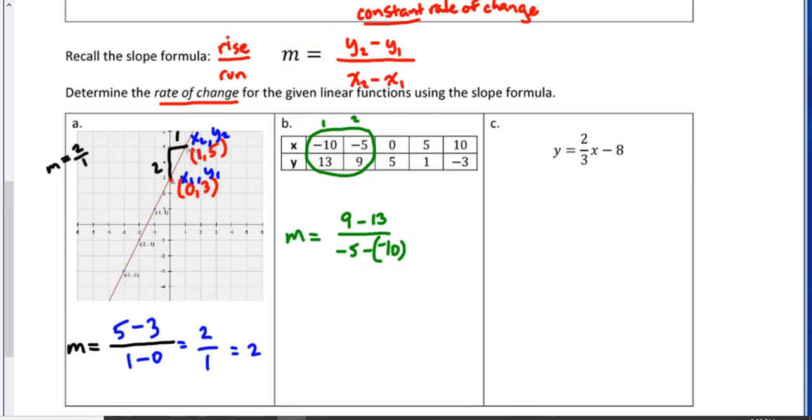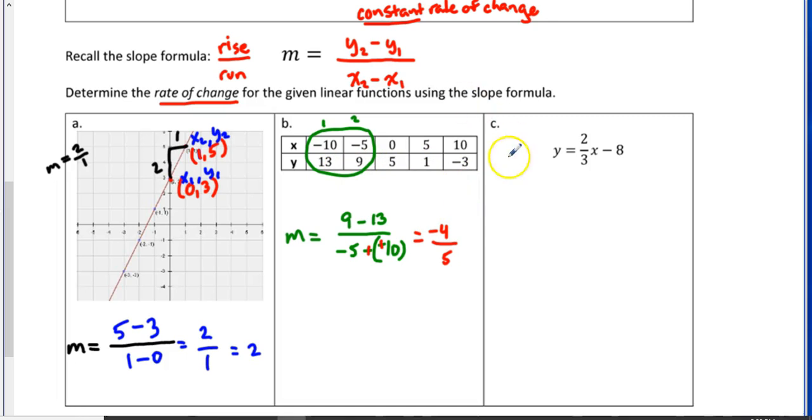All right, but you recall that subtraction of a negative we can make into addition of opposites. So plus plus. So it's really like negative 5 plus 10, which is really a 5, right? And the numerator is negative 4. We should have expected to see a negative slope, right? Because as the x's increase, the y's decrease. So we know we're talking about a line that goes down like that.